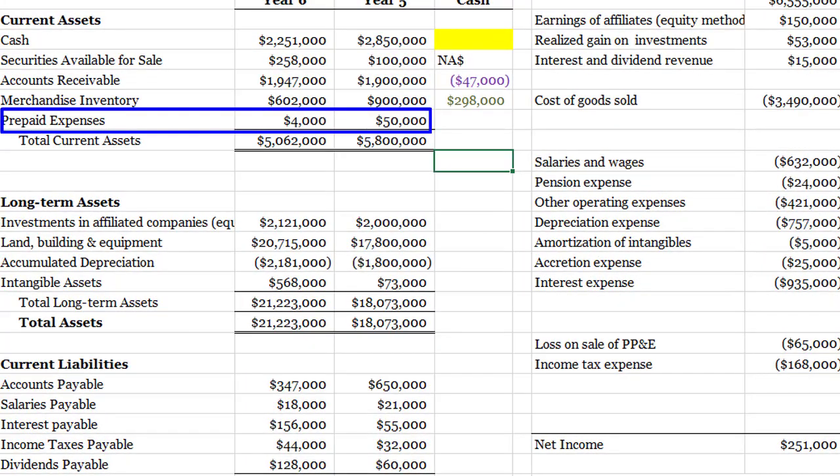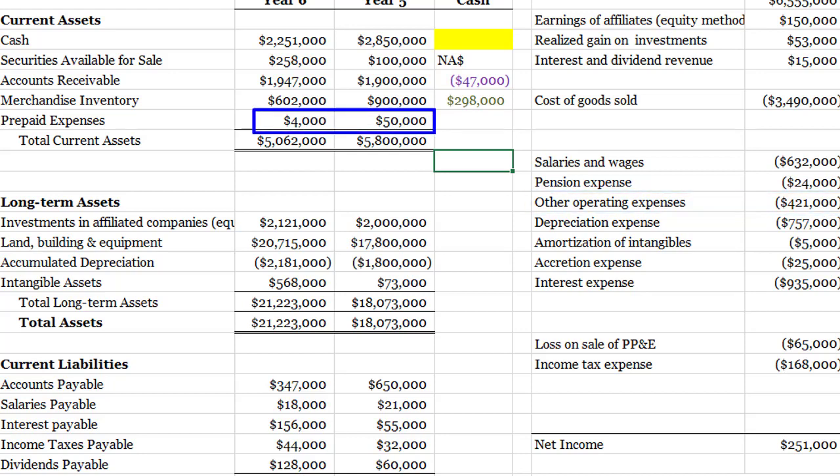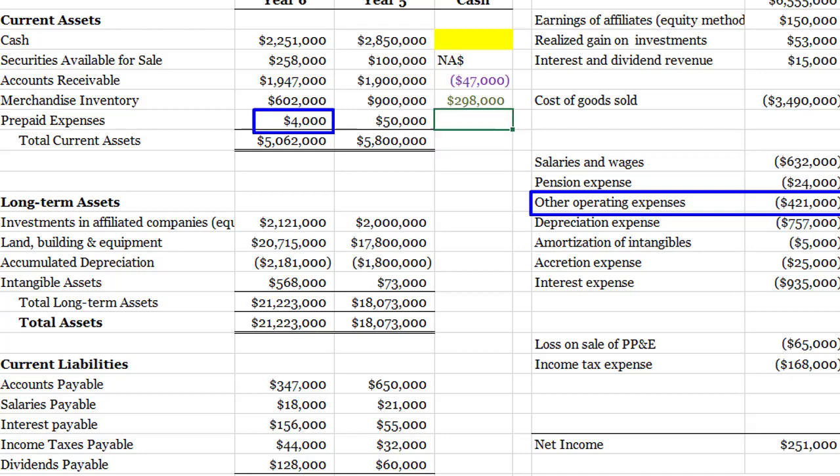That's prepaid expenses. Prepaid expenses were at 50,000. They're now at 4,000. We haven't done anything with prepaid expenses in step 3. So I need to look at that here. You can see we've got other operating expenses of $421,000, but I must not have paid for all of that because I must have used up this prepaid expense. So I paid for it in year 5. I use it in year 6. For accrual purposes, I showed that I've used up what I paid in year 5, but for cash purposes, I need to reduce that 421 because I didn't pay for it this year.